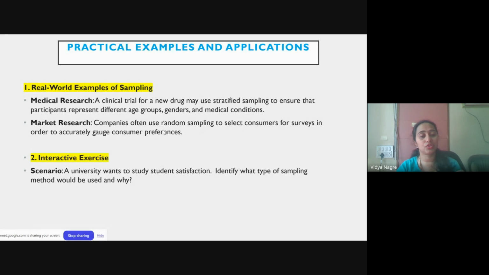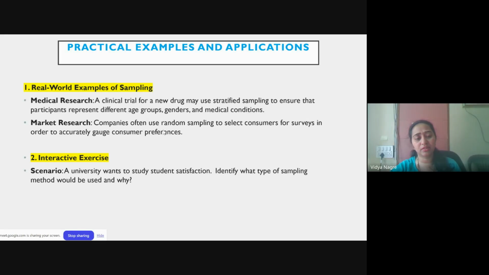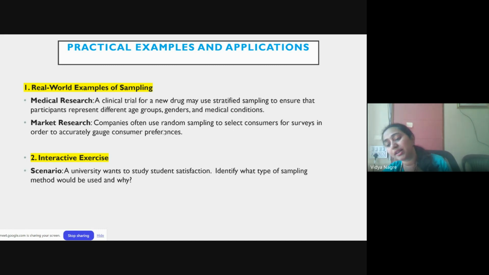Thereafter, market research. You have to make sure that you are doing proper market research. Otherwise, with random sampling, if your research is very vague or not enough, then you won't be able to reach any proper conclusions altogether. Thereafter, interactive exercises. Various scenarios. This is one scenario. Last question to you. A university wants to conduct a student satisfaction survey. Identify what type of sampling method would be used and why. I need answers from your side.